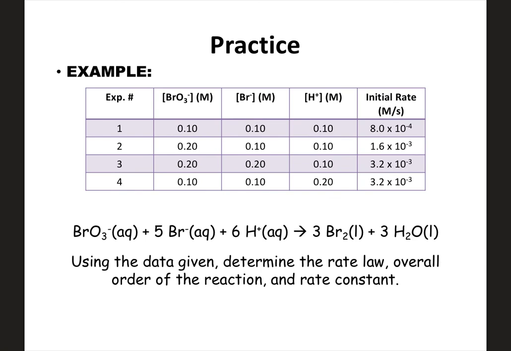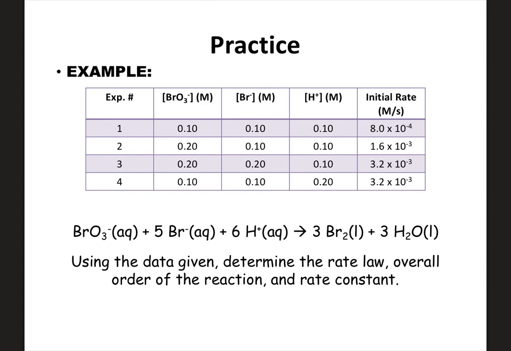For the next example here, we are given our initial concentration data table. This one has 4 experiments though, and if you notice, there are 3 reactants in the reaction, so that makes it a little bit more interesting, but the steps basically are exactly the same. So the reaction is given, and then it says using this data given, we've got to determine the rate law, the overall order of the reaction, and then the rate constant.